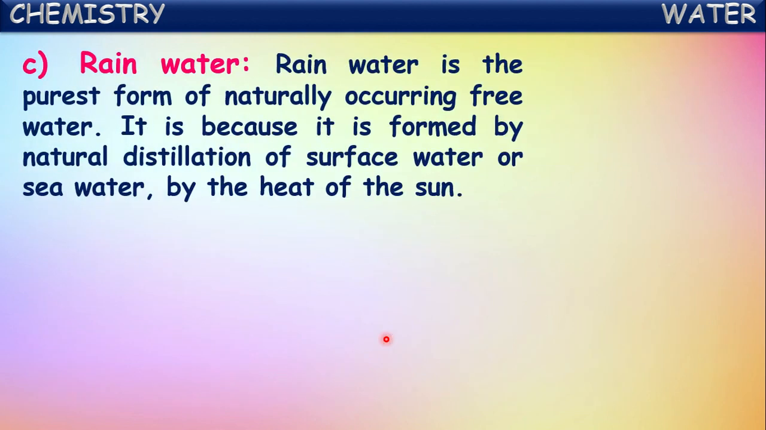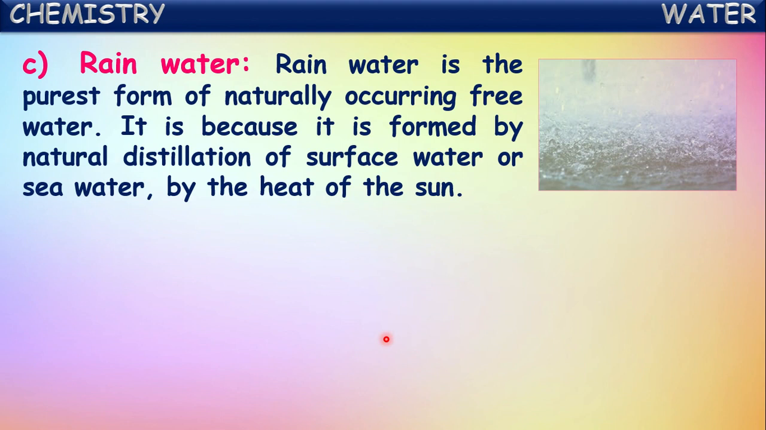Next, rainwater. Actually, rainwater is the purest form of naturally occurring free water. It is because it is formed by the natural distillation of surface water or seawater by the heat of the sun. So rainwater is formed by natural distillation, isn't it? What is meant by distillation here?